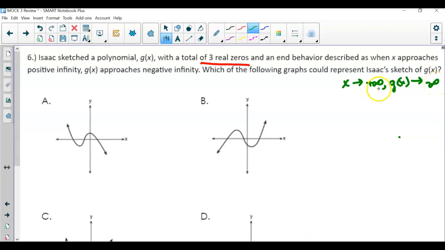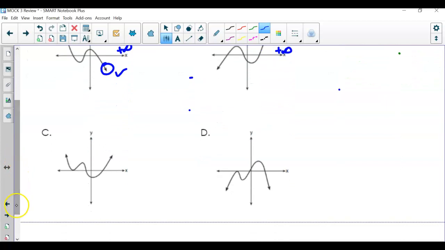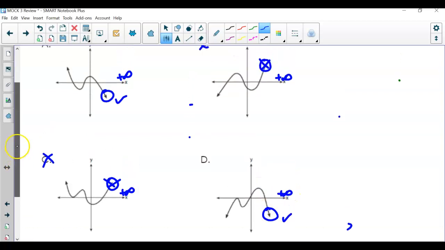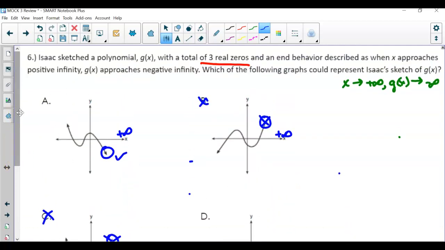So as x approaches positive, g of x approaches negative. So as x approaches positive infinity, is the end approaching negative? Yes. Here, as x approaches positive infinity, is our graph approaching negative? No, it's approaching positive. So then here, as x approaches positive, our graph is going positive, not negative. Then here, as x approaches positive infinity, my graph approaches negative infinity. So now we've got to decide, all right, is our answer A or B?